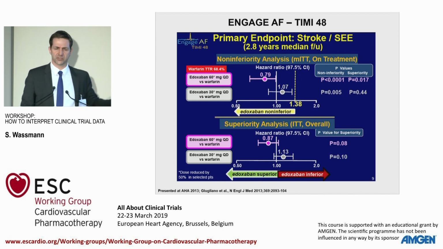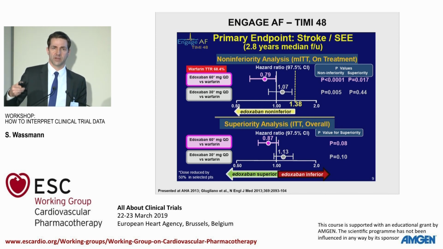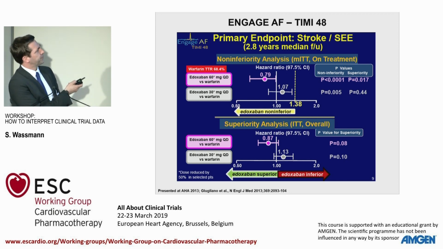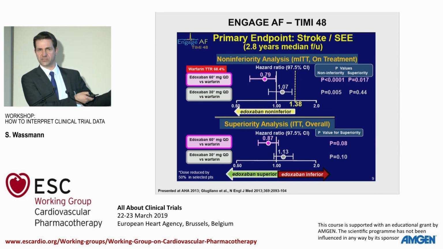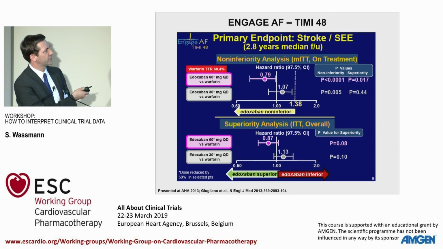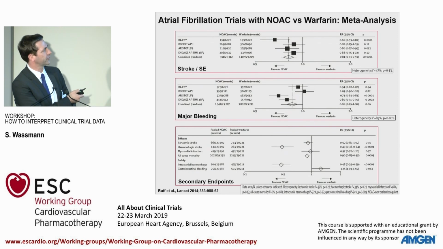Just to be complete, I show you, and again, it's the difference of on-treatment analysis and intention to treat analysis. So when you look in the non-inferiority analysis, edoxaban 60 was statistically better than warfarin. In the superiority analysis, in the intention to treat, it just didn't work out. It was just non-inferior, not superior. So again, in the intention to treat, a different result than in the on-treatment analysis.